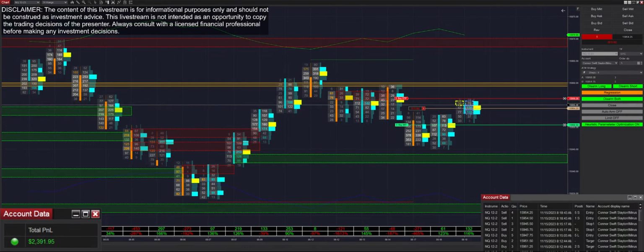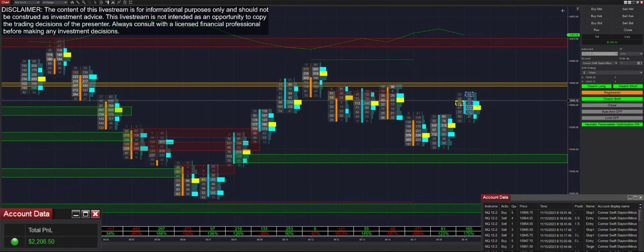Looks like we got filled here. We end up losing this trade. Yeah, unfortunately, it's going to be a loss right off the bat there.